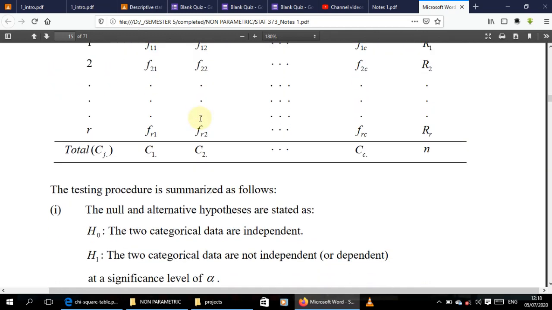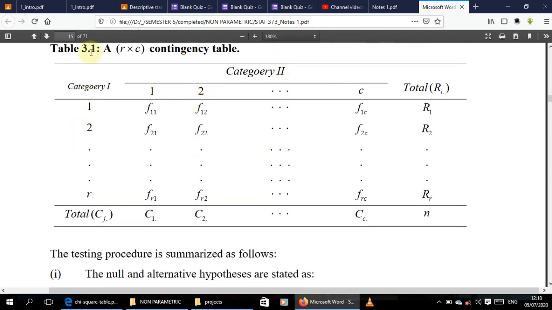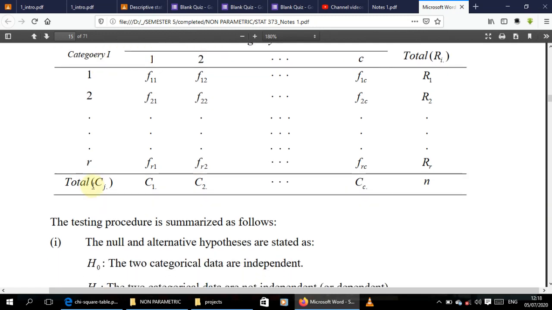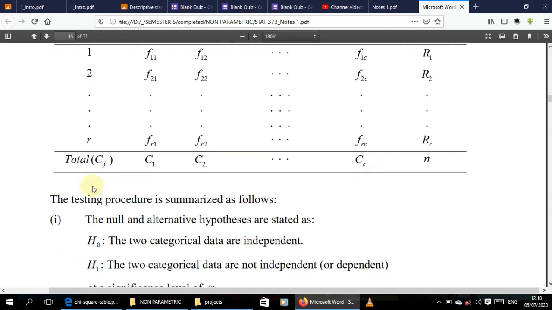So now there are two categories, let's say gender and examination result. You want to see whether gender and exam results have something to do with each other. Are they related? That is what you want to see. Your null hypothesis would not assume anything; it doesn't know whether something is going on, so it will just tell you that the two categorical data are independent.